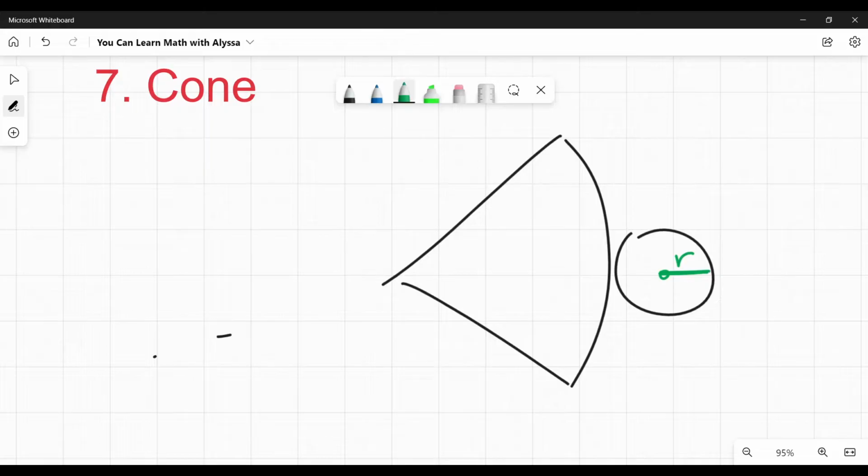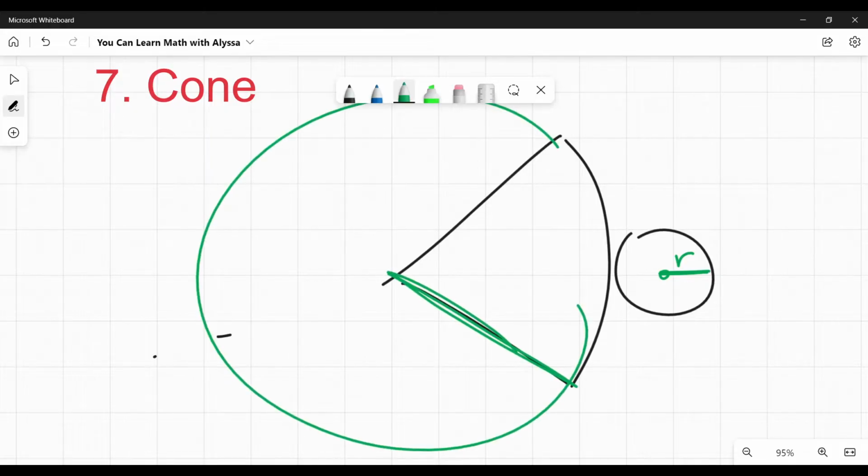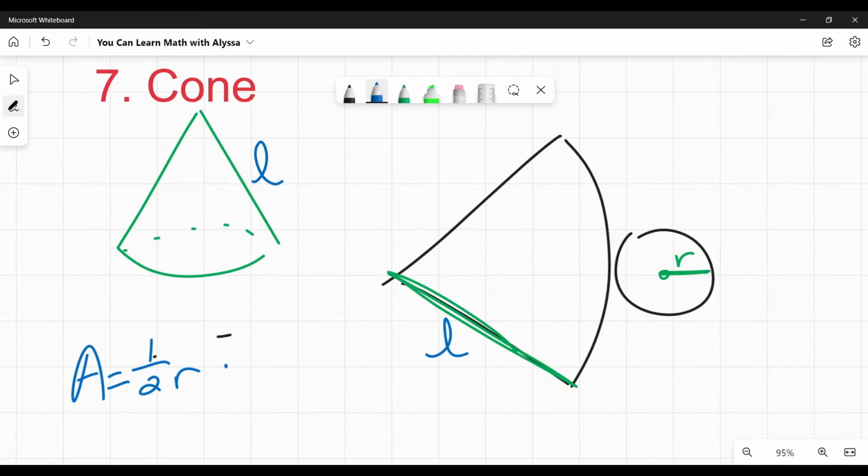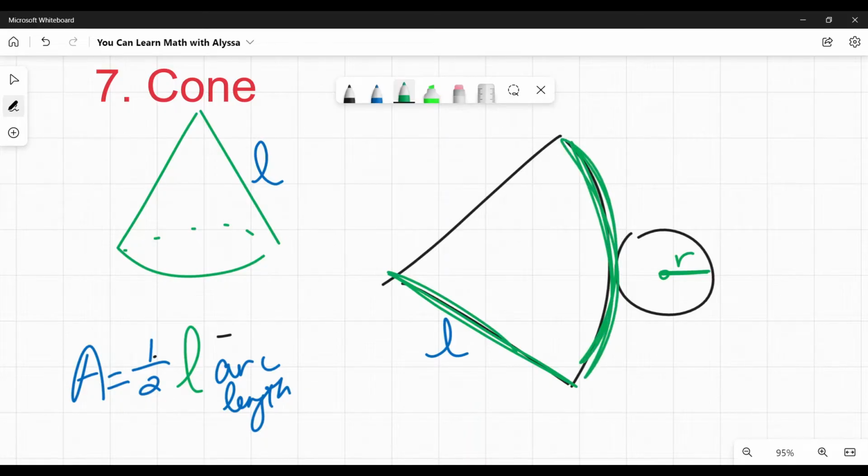Like, how do I represent this, which in a normal circle would be the radius? Well, in a cone, that length right there is not the radius. It's what we call the slant length. Okay? The slant length. So that's transferring over here, the slant length. So again, in the original one, it's 1/2 times the radius times the arc length. Well, we are going to replace this R and say that is the L, the slant length. Well, now what is this arc length? What is it equal to?